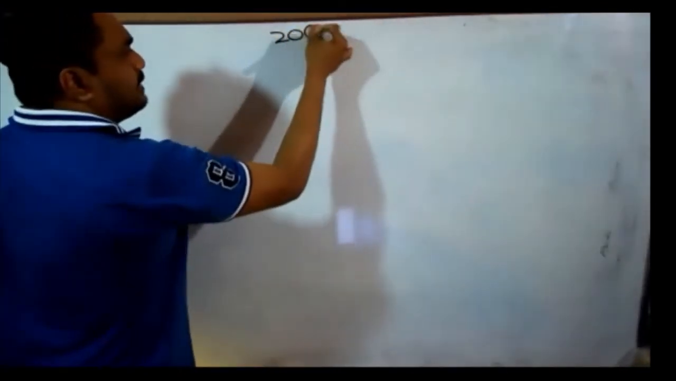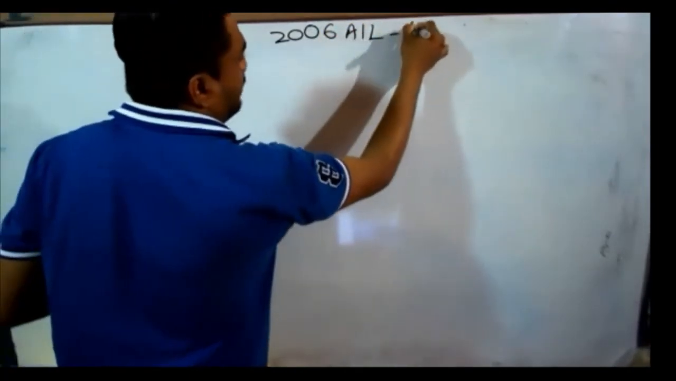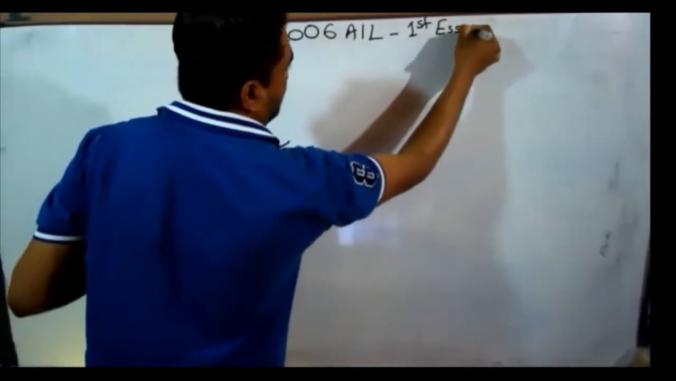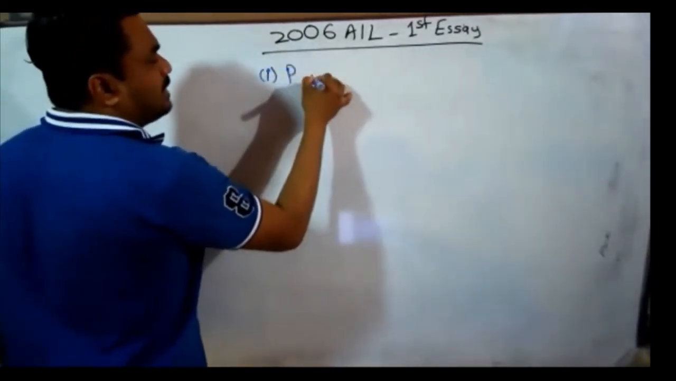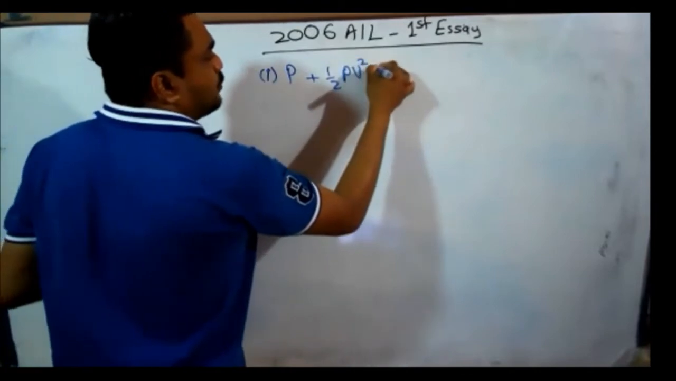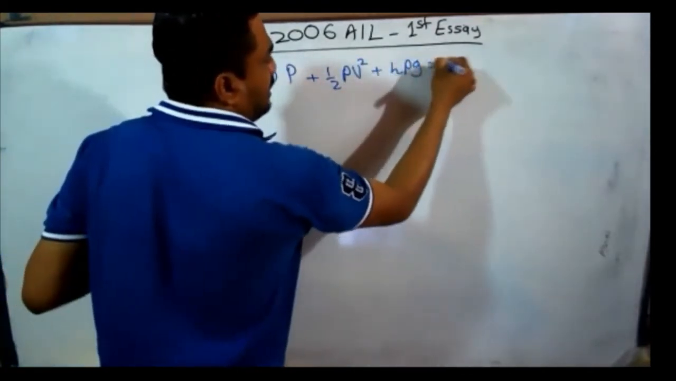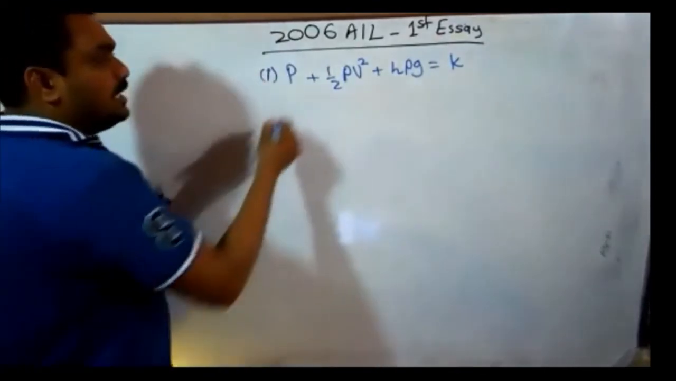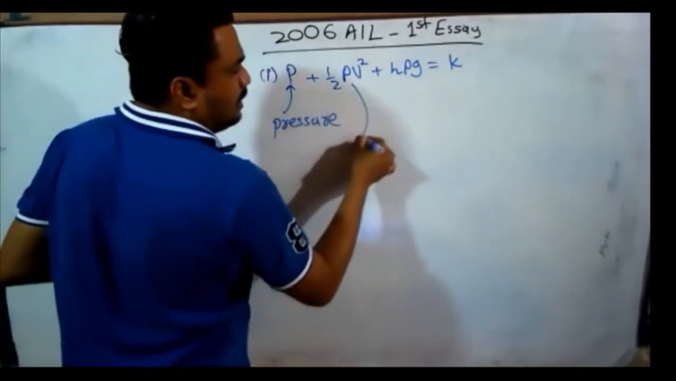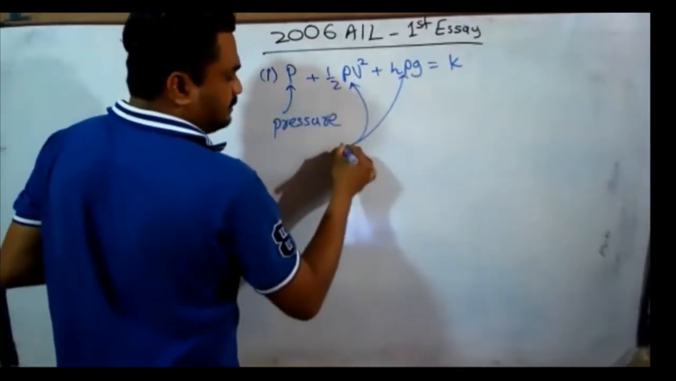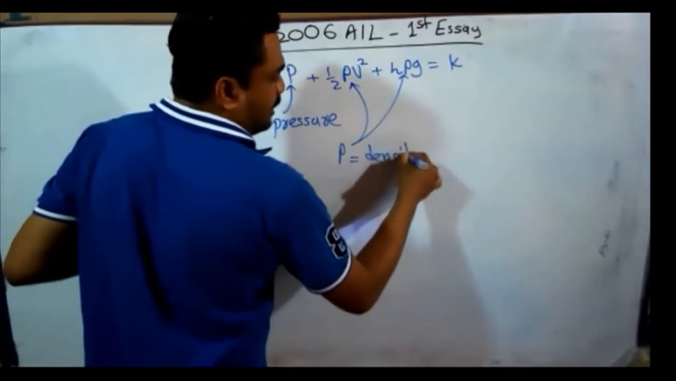This is the 2006 AL first essay equation. They have given Bernoulli's equation as P plus half rho V squared plus h rho g equals a constant. Here P is pressure, and the term rho is for density, the density of the liquid or fluid.